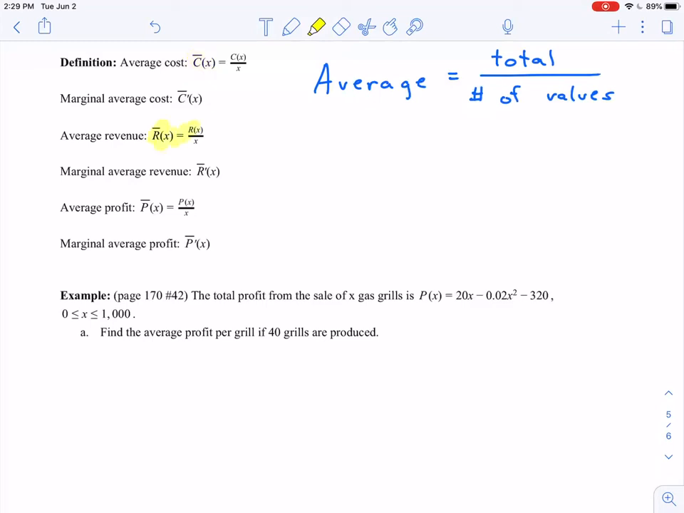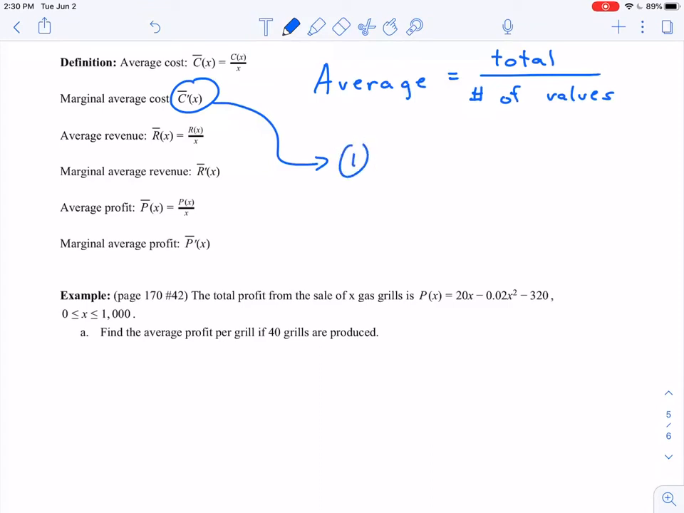Average revenue, R bar of x, and average profit, P bar of x, are defined very similarly. We just take the total revenue or profit divided by x. The marginal average cost, let's talk about that one a little bit more, because this one is a little bit trickier. If I'm looking for the marginal average cost, this says C bar prime of x.